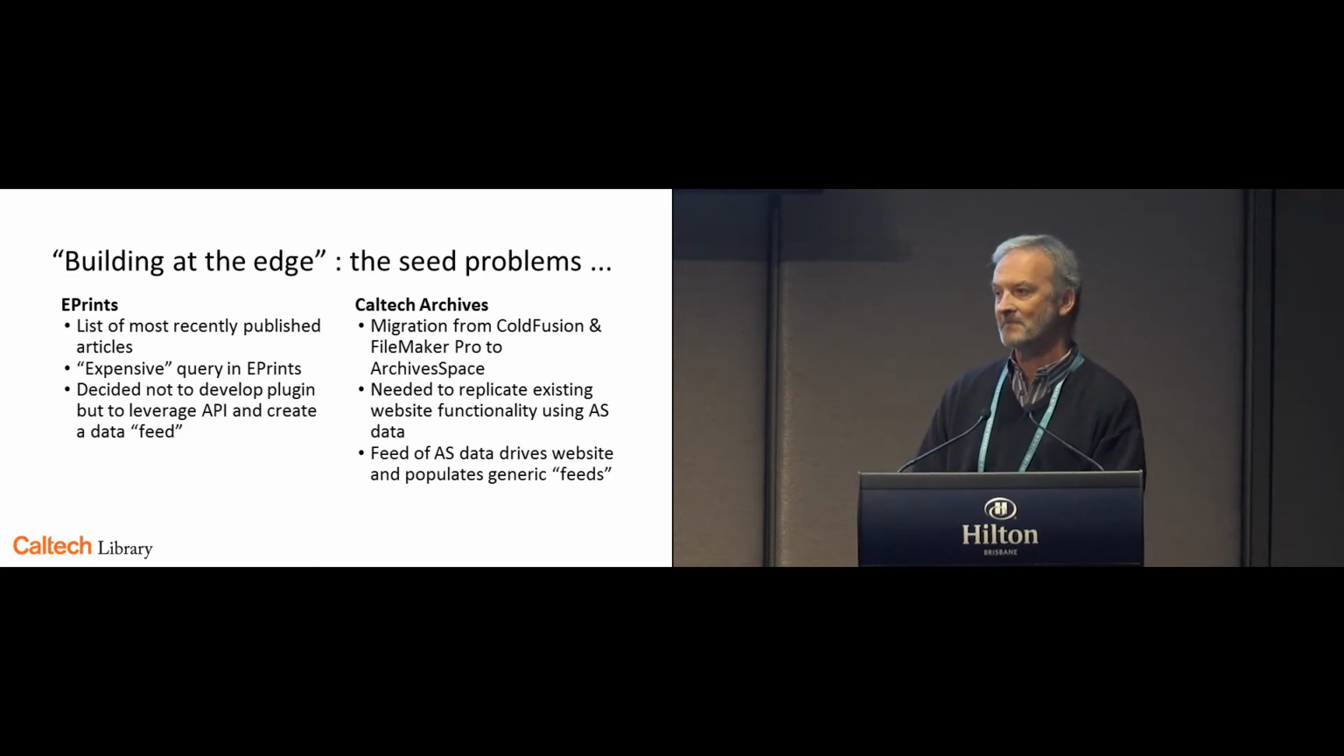Managing all of these with a small team has been very difficult. So we had a couple of seed problems, a couple of problems we had to solve. One was that, in the past, we have built services around ePrints. ePrints was our premier repository. We needed to build lists of recent publications out of ePrints. What we would have done formerly would have been to build directly against the ePrints repository. We decided not to do that. We decided to actually use the ePrints API, which is very mature, very good, very easy to work with, and to create a data feed based on the API.